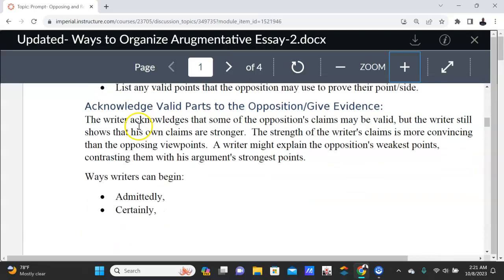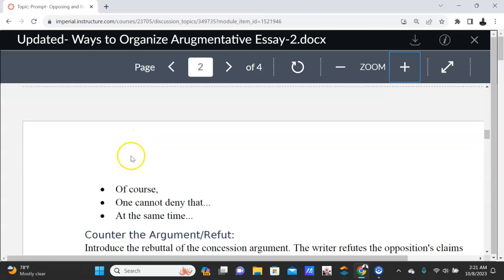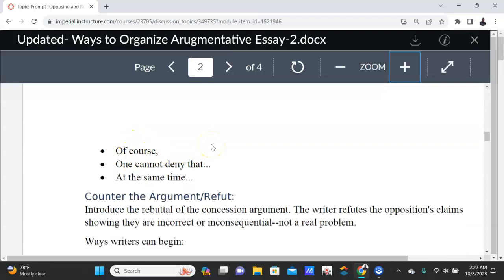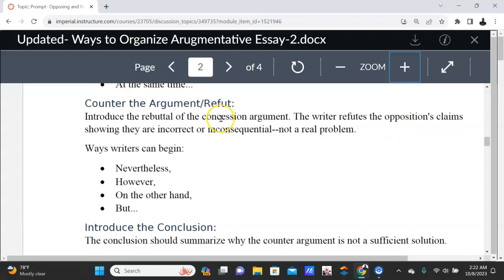Then you have to give your evidence. So admittedly or certainly, of course there's logos because in the quote, blah, blah, blah, blah, they mention facts, which is logos. Use one of these ways to set it up. Then you're going to refute. I forgot the E there, guys. Sorry about that. So you're going to give the counter argument, which means you're going to bring in your point and refute it, spin it back to your side.